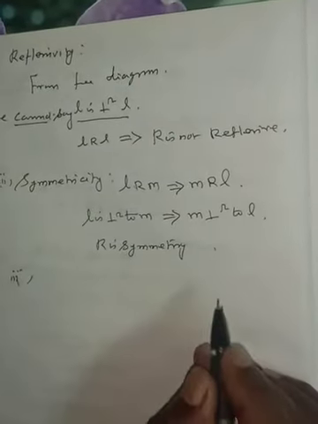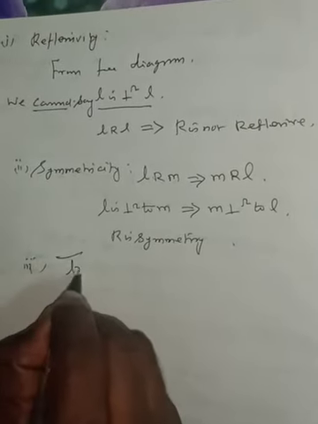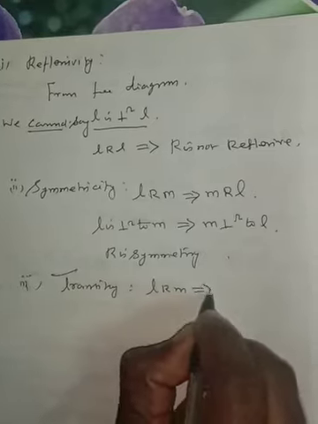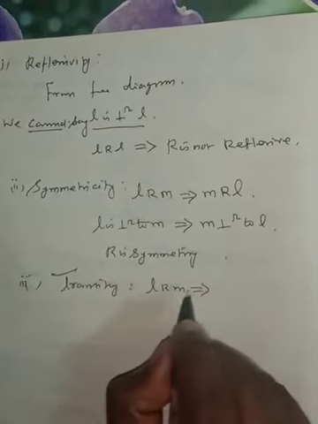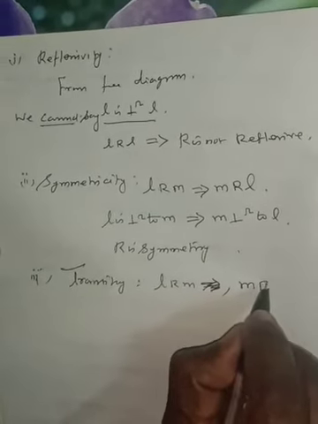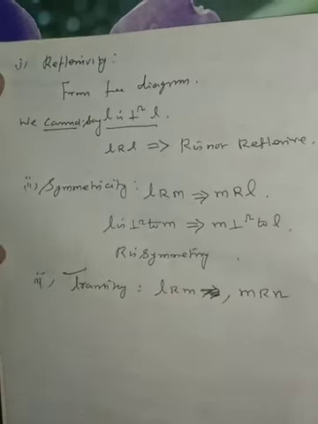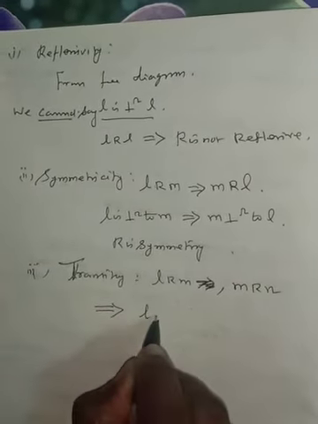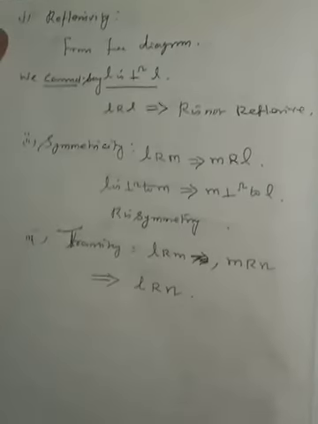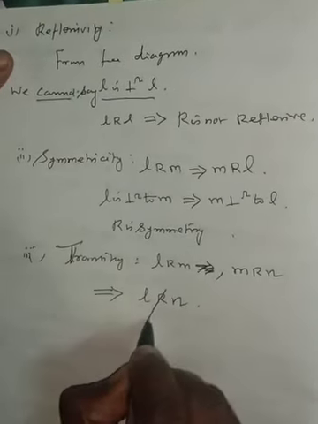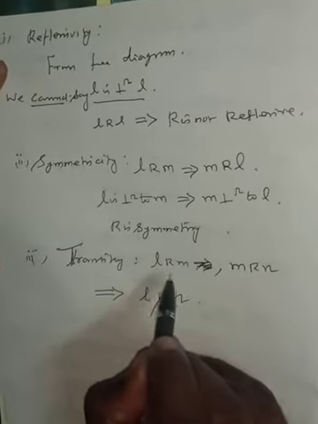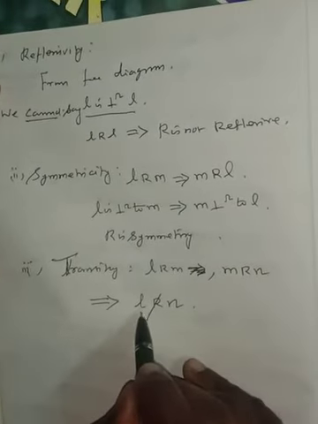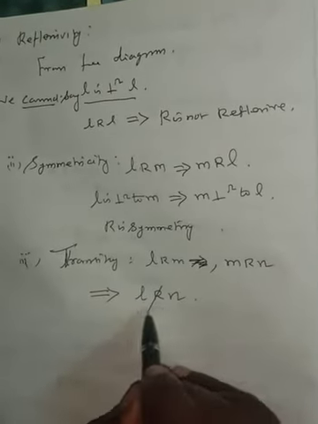Next, number 3, transitivity. L is related to M, comma, M is related to another line N, implies L is related to N. From the diagram, L is not related to N. L is perpendicular to M. M is perpendicular to N. But from the diagram, L and N are parallel. Therefore, L is not perpendicular to N.